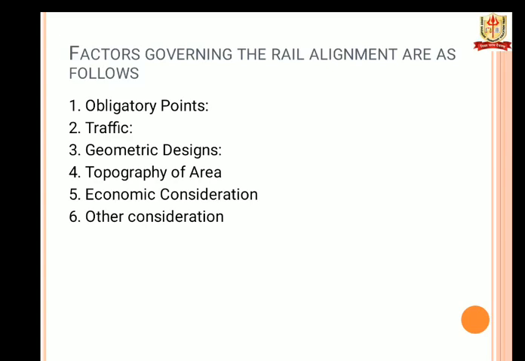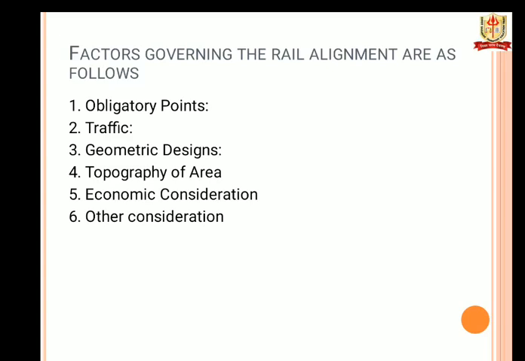Next is topography. If the topography of the area is such that the use of heavy gradient is unavoidable, then in such a case the alignment of track is made by special ways to reduce the rate and cost of high gradient. Next is economical consideration. The alignment should be economical, so the initial cost, cost of maintenance and also vehicle operation cost should be taken into consideration.